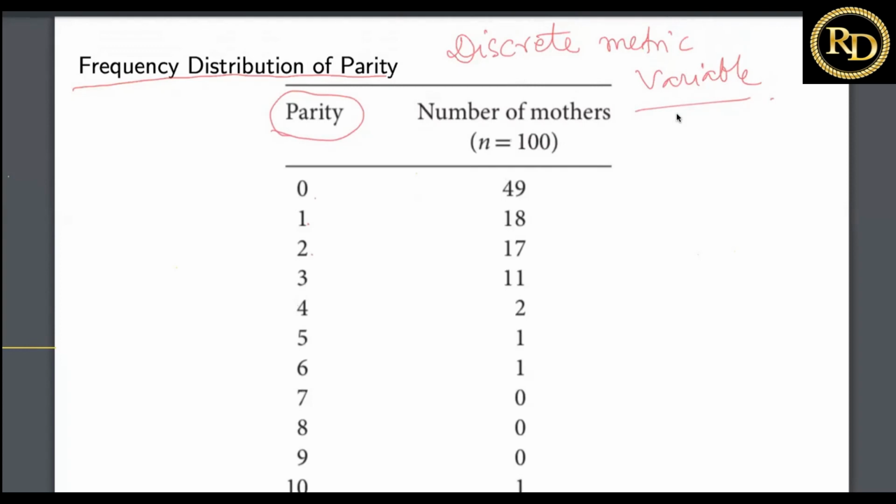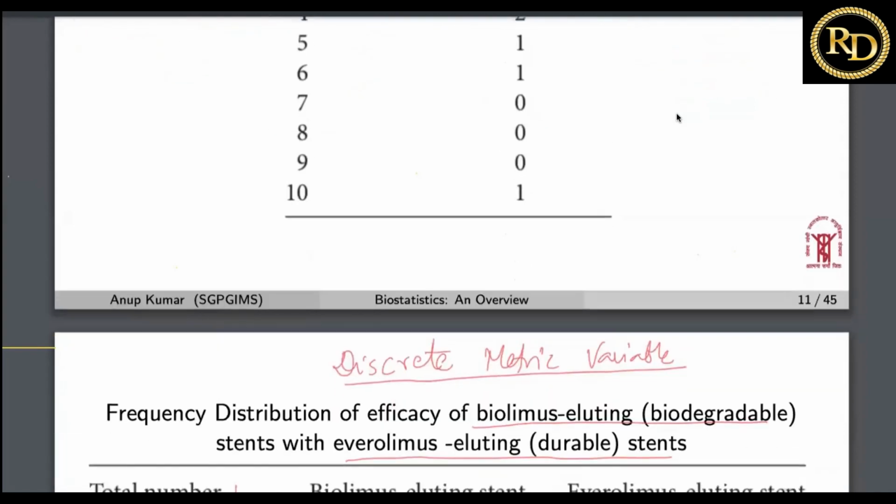But what is the height of the woman? Can you count all the possible outcomes on your fingers? You cannot count all the possible outcomes on your fingers. So such metric variables are continuous metric variables. I hope you understand this particular concept.